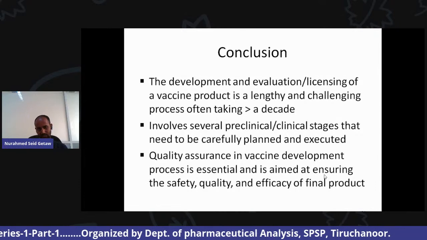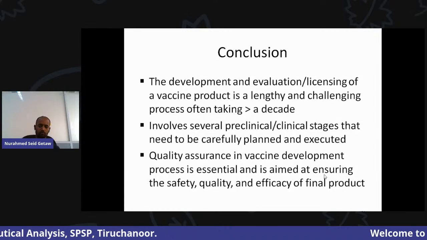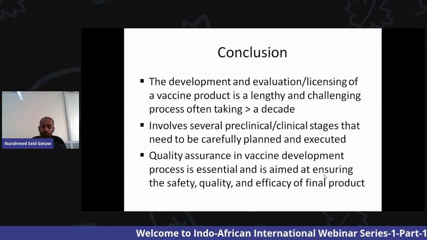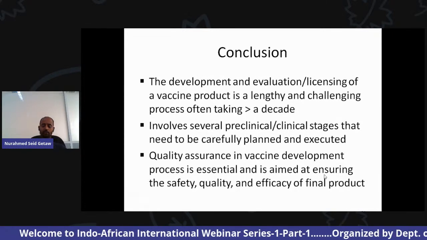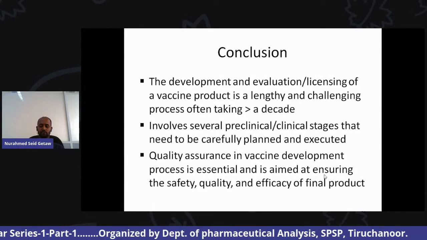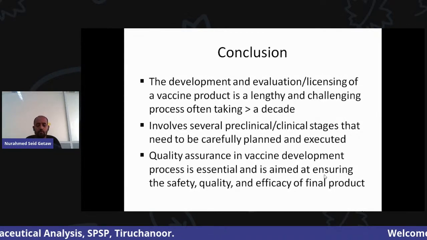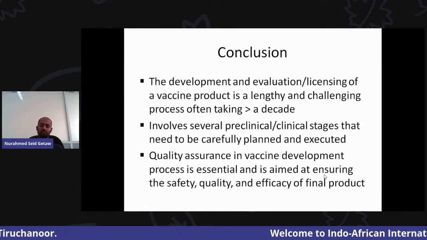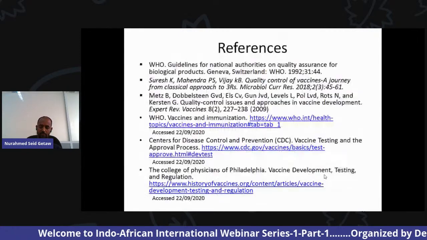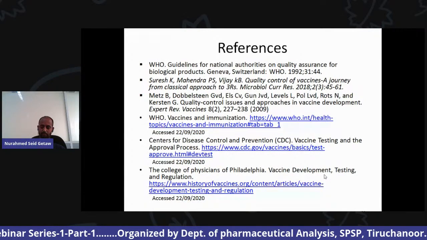And to conclude my presentation, the development and evaluation or licensing of a vaccine product is a lengthy and challenging process, may take more than 10 years, and it also involves several preclinical and clinical stages that need to be carefully planned and executed. And along with this, quality assurance is essential and is aimed at ensuring the safety, quality, and efficacy of the final product.